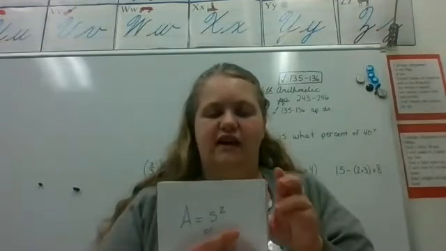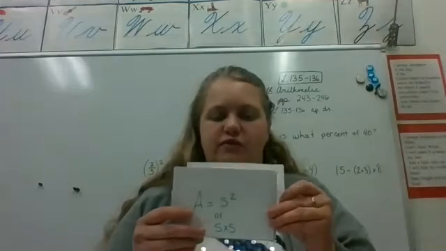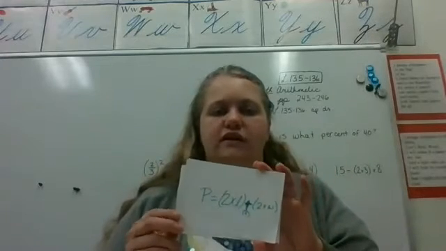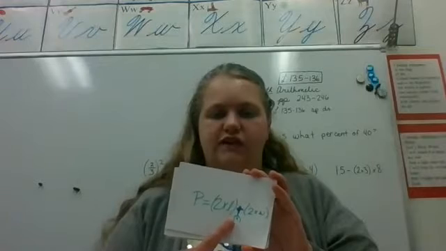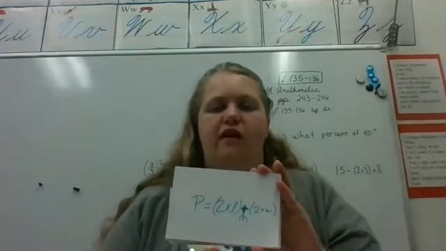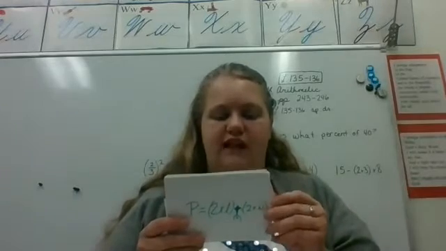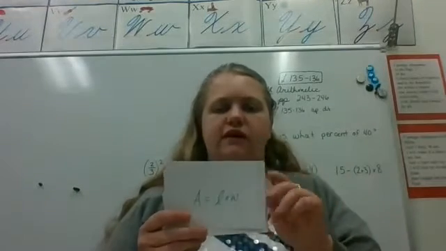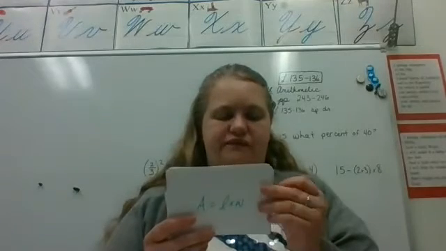Okay, so some of these I know I didn't mix them up really, but that's okay because we're just reviewing. I kind of messed up on the addition sign there, so it's supposed to say 2 times L plus 2 times W. That's perimeter of a rectangle. And this one is area of a rectangle.